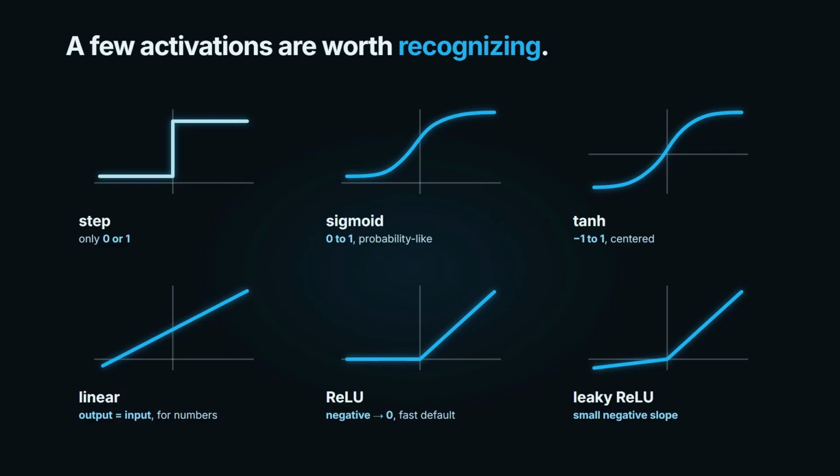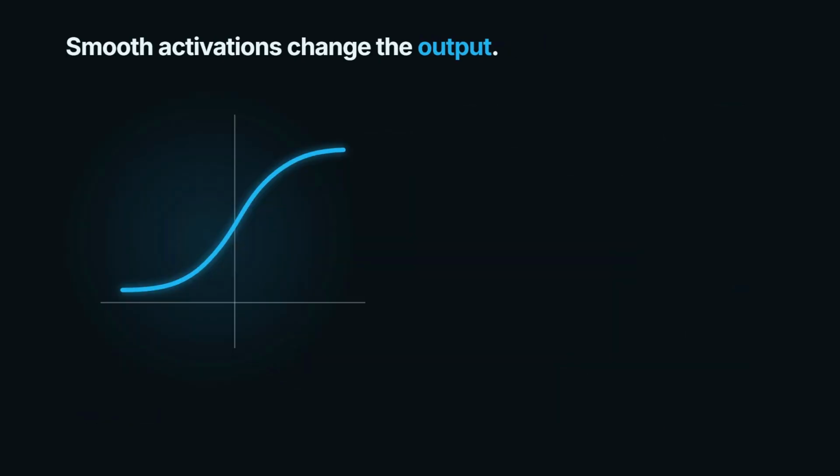Two things matter about the smooth ones. They are continuous, so a neuron can output a real number and do regression, not just classification. And they are differentiable almost everywhere, which is the exact property that makes backpropagation possible. Hold that thought.